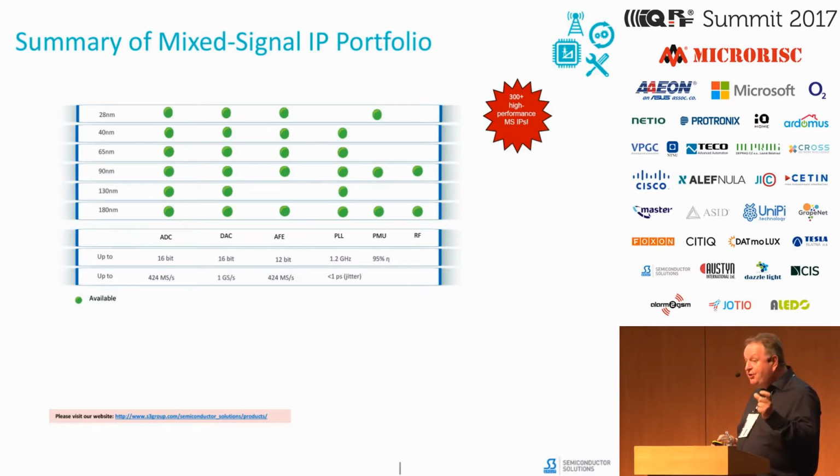So this is very important because there is a cost. The bigger the node, the lesser the cost. The smaller the node, the higher the cost, because you're dealing now with foundries and the costs to actually manufacture the wafers. The second point to make is you'll see that, for example, if you look at our ADC, DAC, and so on, we go up to very high data rates and very high resolution as well. So we've built this up over years, and we continue to build this up.